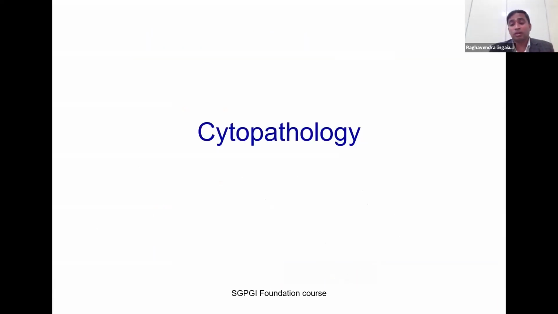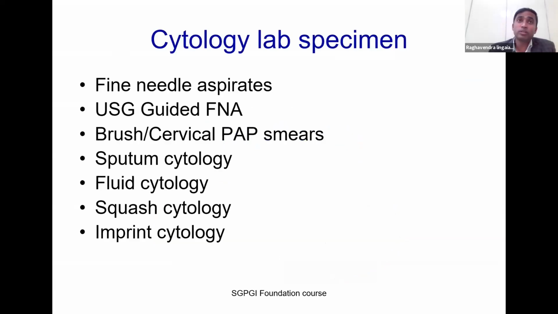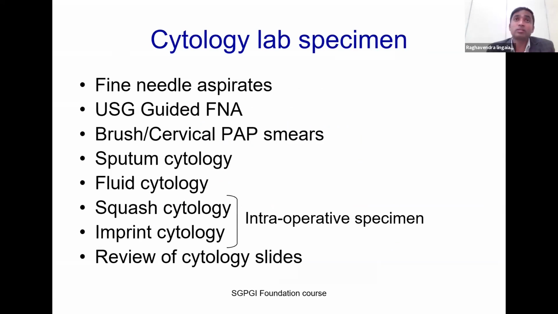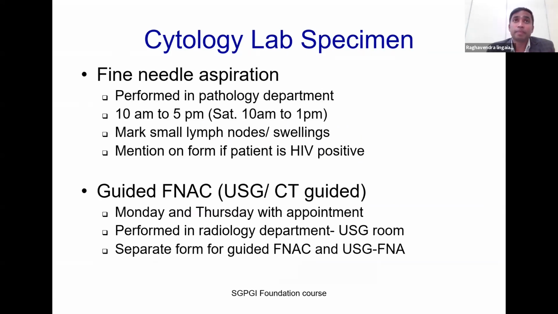In pathology, we also do cytopathological reports, and cytopathology includes not only fine needle aspirates and guided FNAs, but also sputum, fluid, and squash cytology. Squash and imprint are intraoperative cytology, and we also receive samples for Pap smears, cervical Pap smears. We review cytology slides from outside. However, there are certain conditions, which we'll discuss later.